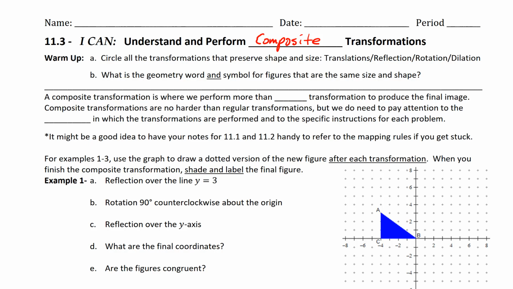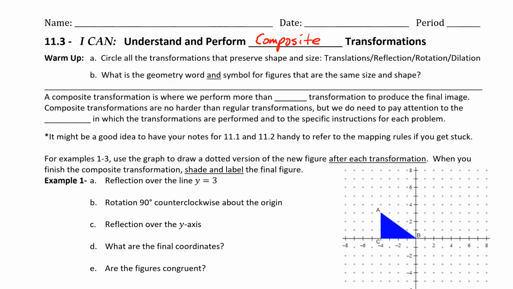Okay, now that we've reviewed the transformations that we learned last year, we're ready to put those together in what are called composite transformations. So the I can statement for 11.3 is I can understand and perform composite transformations. So that's our goal by the end of this discussion, is that we can all be able to do those composite transformations. We'll talk about what those are in just a second.